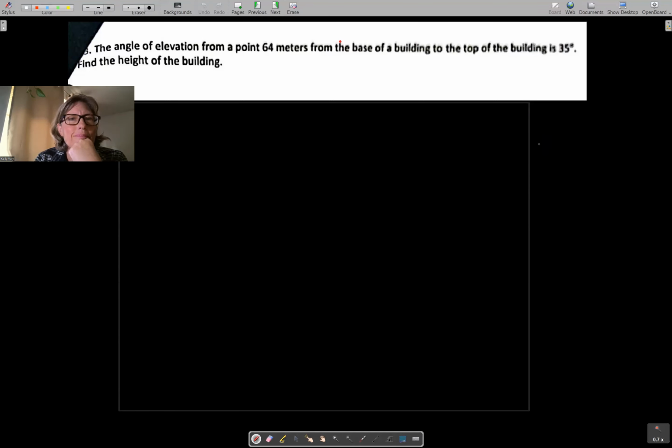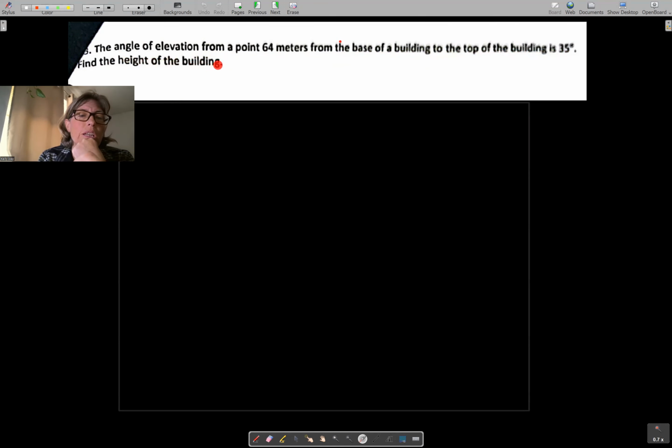Hi there. This is problems 23 through 27 of the Unit 2 Trigonometry Review. And first, we're going to read the problem out loud. I recommend you do this with me. Put your finger right there, finger, not pencil, finger, because it forces you to read it twice. The angle of elevation from a point 64 meters from the base of a building to the top of a building is 35 degrees. Find the height of the building.